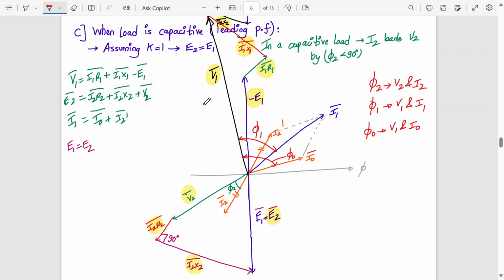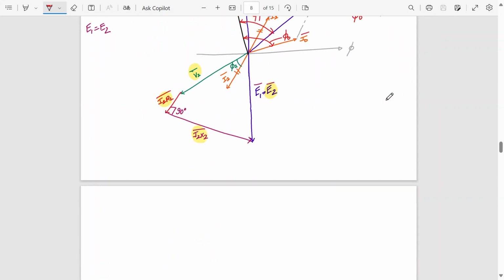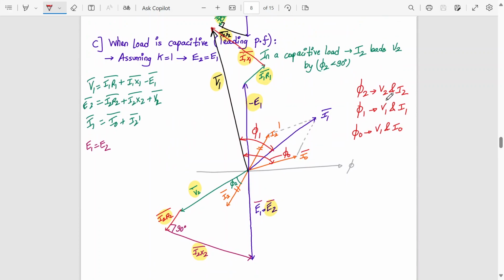Understood? Can we move on to the next one now? Do we want to complete transformers today, or we'll do it next time then? Complete it today, right?